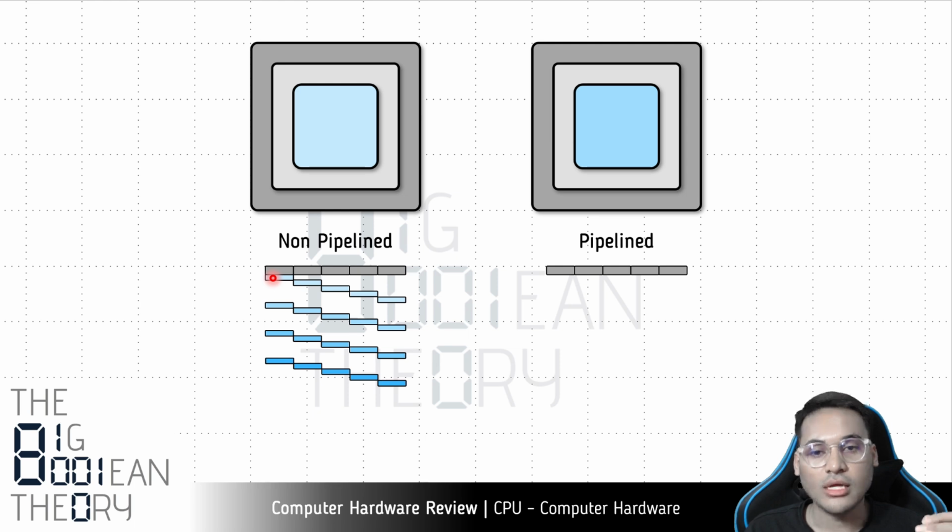Now let us introduce the concept of pipelining and see how this execution can be further optimized. In a pipelined processor, we do not wait to start the execution of the second instruction.